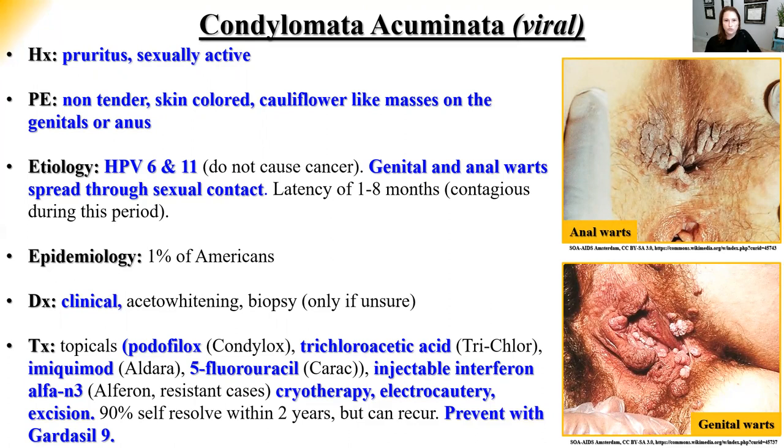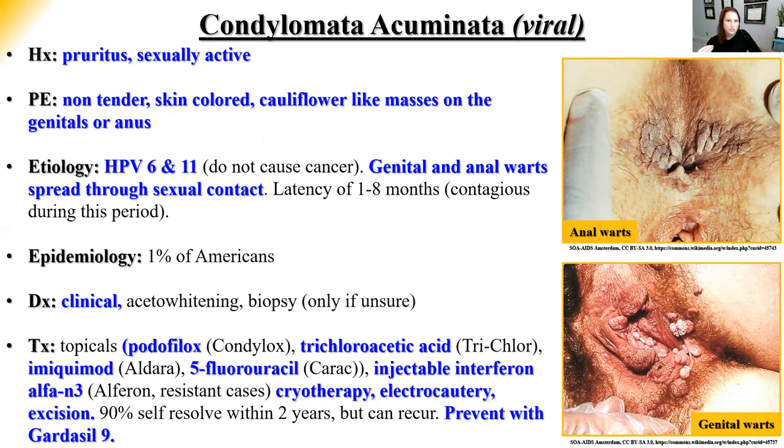This is a clinical diagnosis, like I just said. You can use acetic acid, which is vinegar, basically, that whitens the lesions. They look like cauliflower, and this is pretty specific for only this one. We can treat this with topical medications to help get rid of the warts. So podophyllox, trichloroacetic acid, imiquimod, 5-fluorouracil.